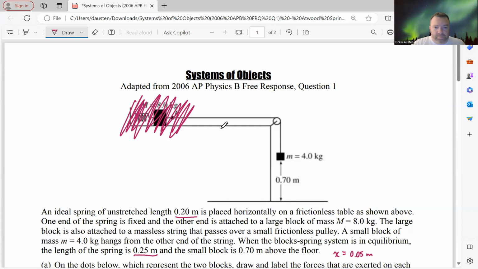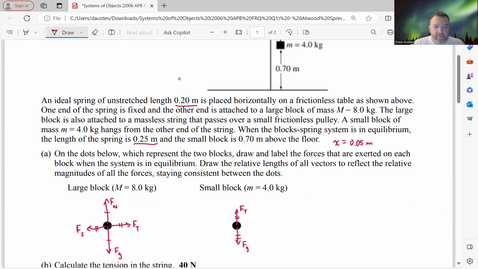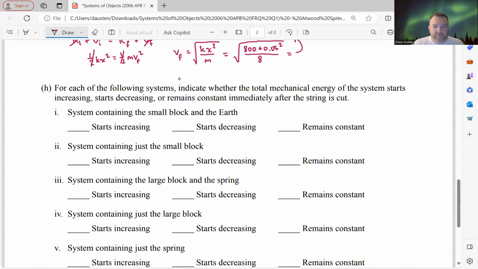All right, so erase all this scribbling out and go back down. We're just going to say that this one remains constant.